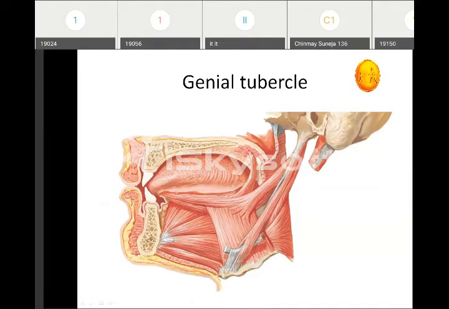Again, you can appreciate this genial tubercle here. The upper genial tubercle gives attachment to the genioglossus muscle. You can see here the fibers going from the superior genial tubercle to the tongue, whereas the fibers of the geniohyoid muscle go from the inferior genial tubercle to the hyoid bone. Again, remember, the tongue is above the hyoid bone. The superior will be the genioglossus muscle and the inferior will be the geniohyoid muscle.